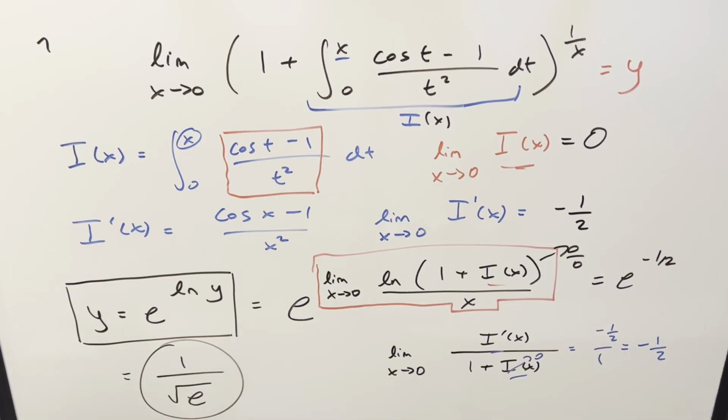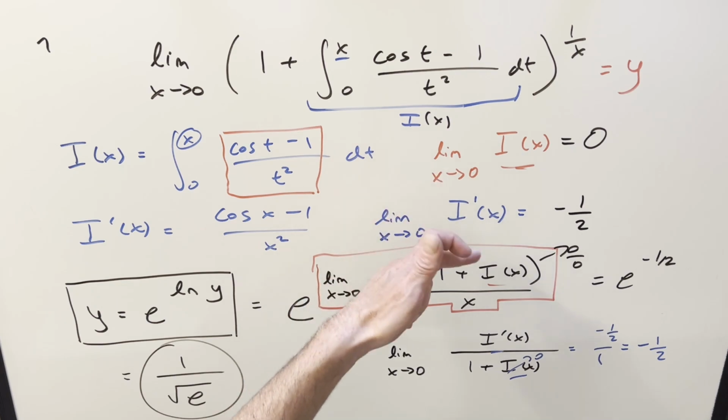Okay, so there you go. Pretty tricky. I think the hardest part's raising it to e. That might not be very intuitive. I think this part wasn't too bad.